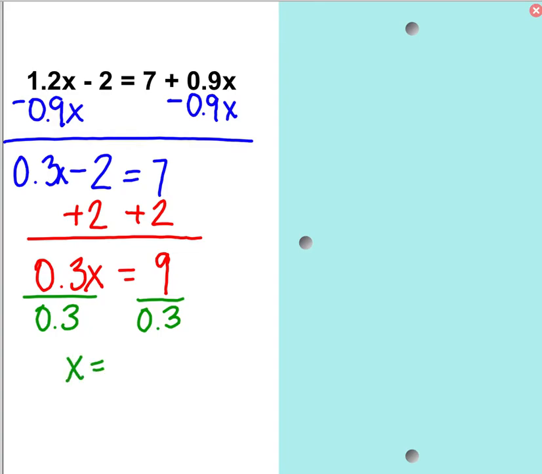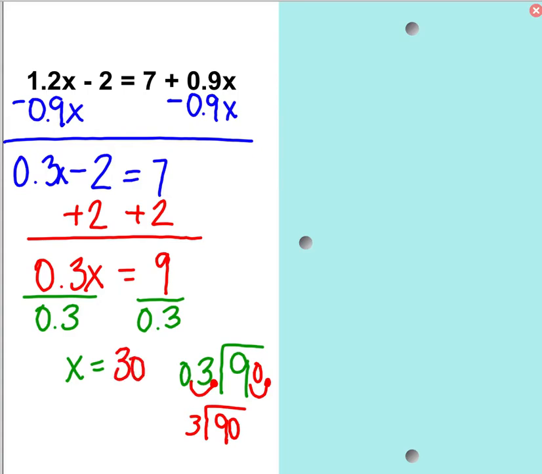X is equal to, well, now we need to figure out what is 9 divided by 3/10. Remember to divide with a decimal. Move the decimal once in the divisor, which means you need to move it once in the dividend. So really you're doing 90 divided by 3, which would be 30.